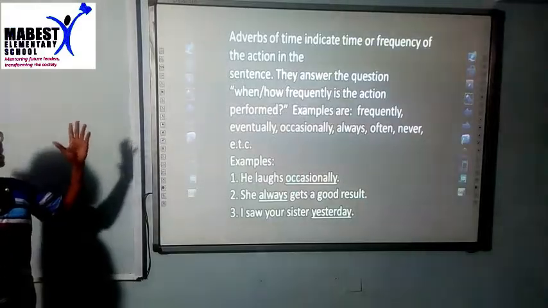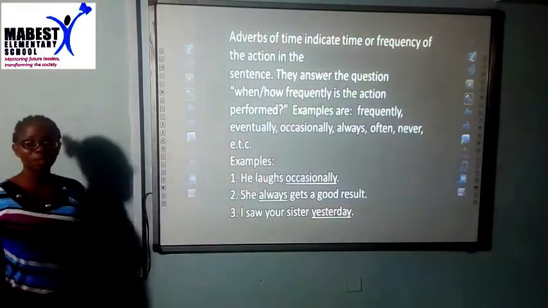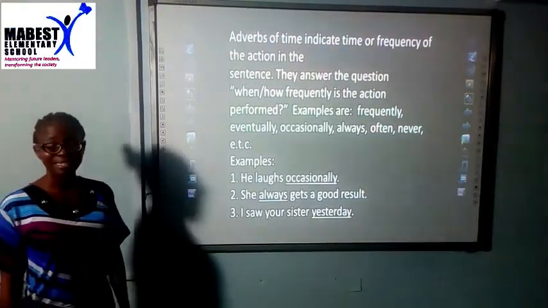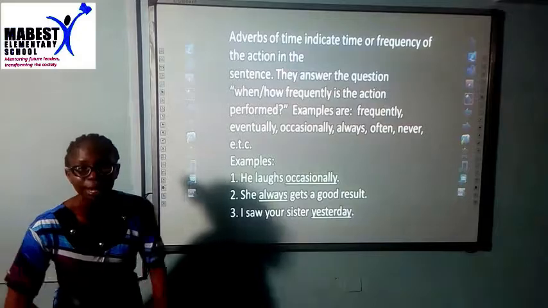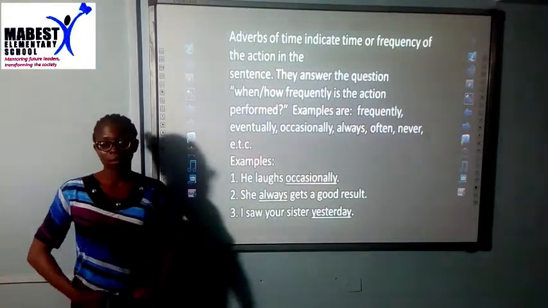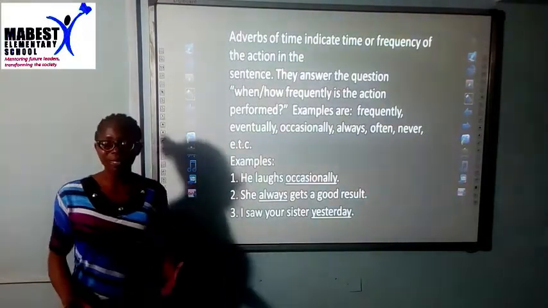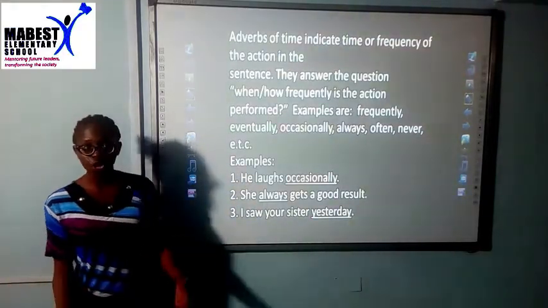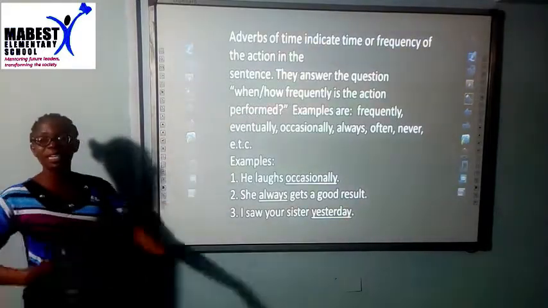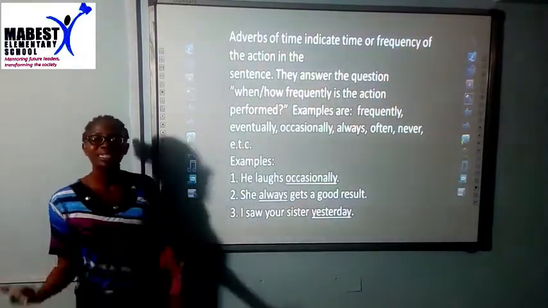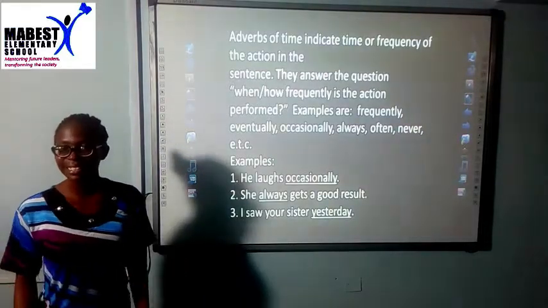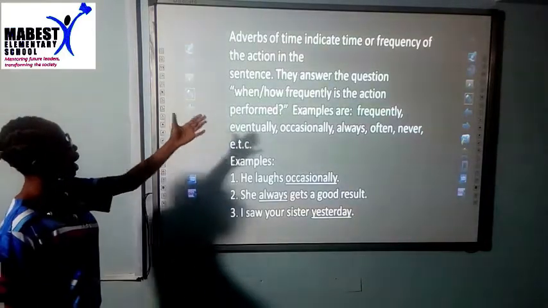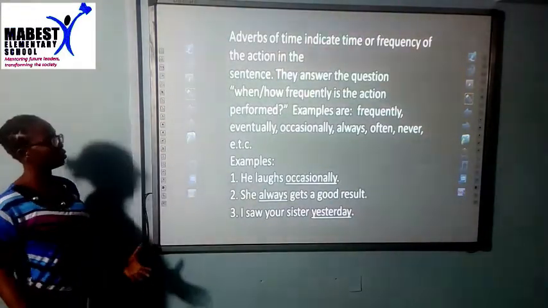The first one here is adverbs of time. Adverbs of time indicate the time or frequency of an action. That is, they indicate the time in which an action is being performed. For a person to carry out an action, there must be a particular time in which you carried out that action. So the adverb of time gives us more information about the time in which the action in the sentence is being performed. They answer the question when or how frequently is the action performed.